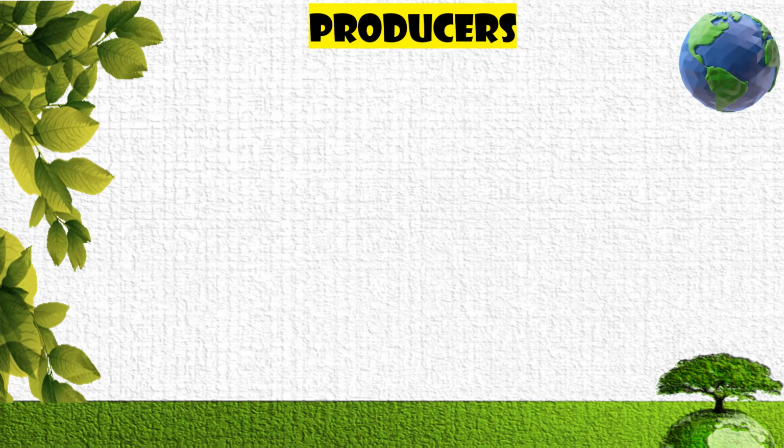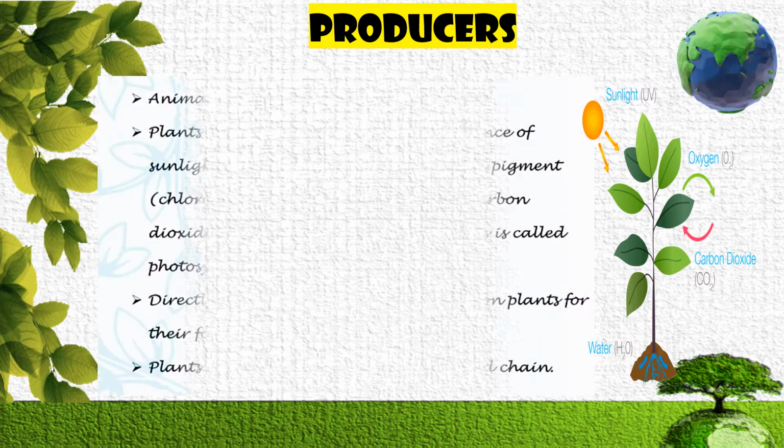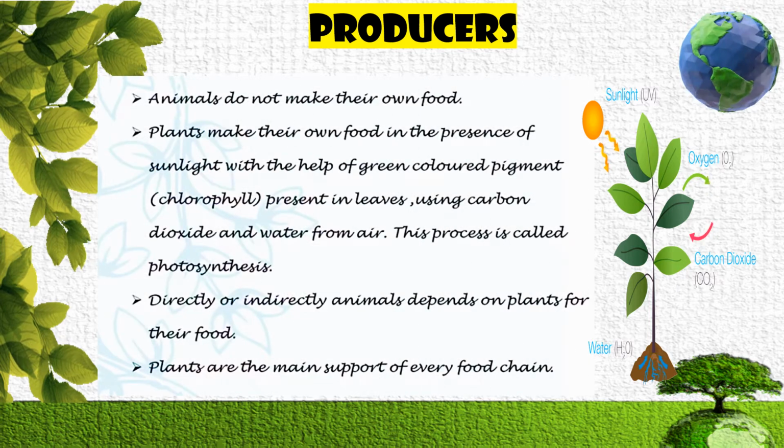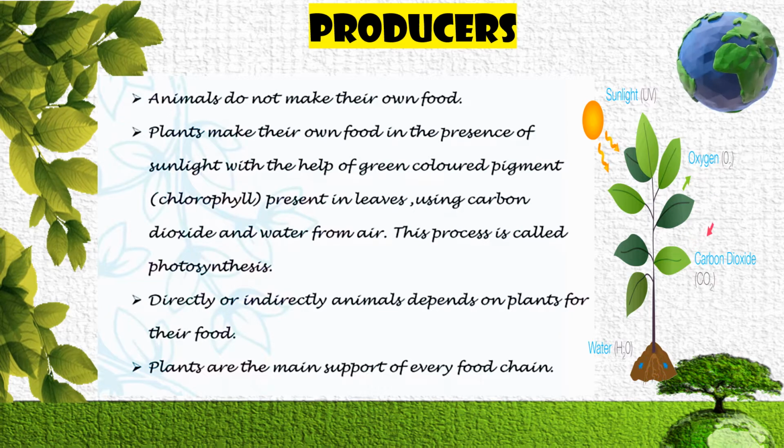So let's quickly revise what a producer is. We have all learned that plants are the only source of energy for all living organisms. Why do I say this? Because animals cannot make their own food. Plants can make their own food in the presence of sunlight with the help of a green colored pigment called chlorophyll present in leaves, using carbon dioxide from air and water. This process is called photosynthesis.